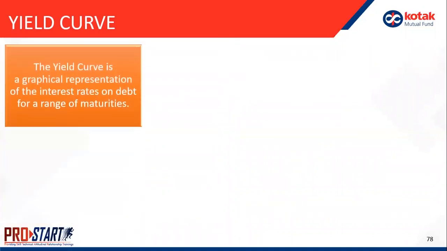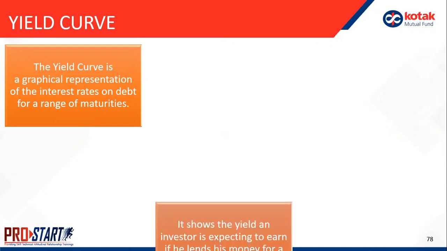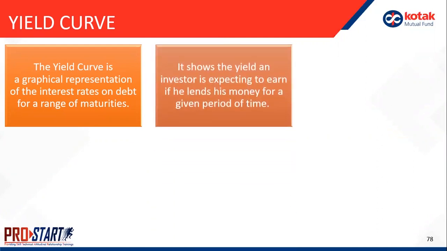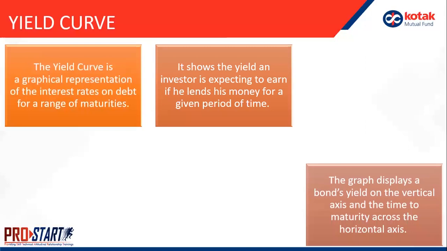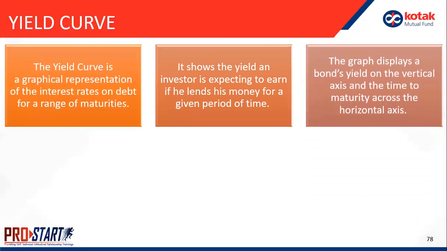A yield curve is a graphical representation of the interest rates on debt for a range of maturities. What does it show? It shows the yield an investor is expecting to earn if he lends his money for the given period of time. The graph displays a bond's yield on the vertical axis and the time to maturity on the horizontal axis.